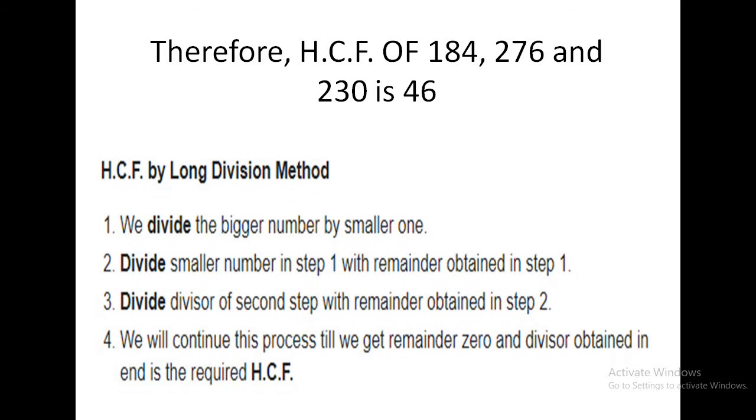Once again, I am just revising the steps used to find the HCF by division method. The first step, divide the greater number by the smaller number. The second step, take the remainder as the divisor and the divisor as the dividend. The next step also, divide the divisor of the second step with the remainder obtained in step 2. Continue this process till you get 0 as the remainder, and the last divisor is the HCF.